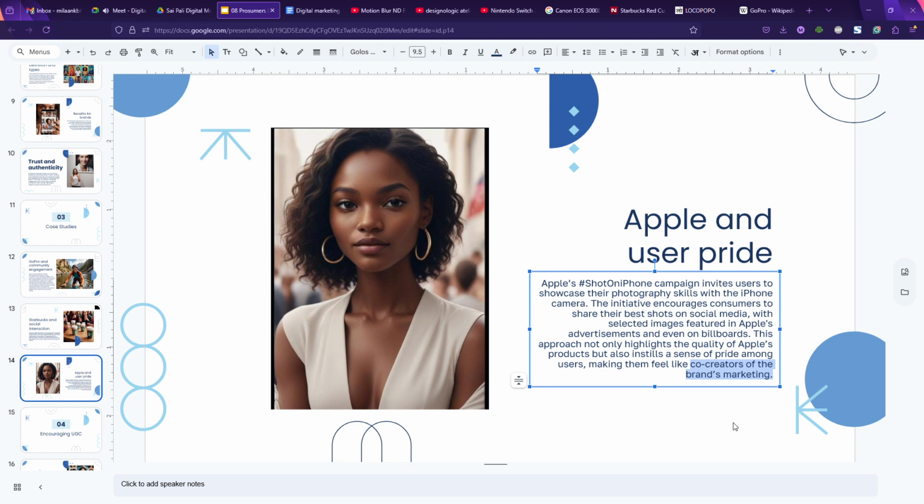So there are people I know, even in my city, they like, because of the ease of using Apple phones. No doubt it has a lot of good features and all. So since they have a sense of pride already, and then their thing is being used, and then they feel like they are the co-creators of the brand's marketing, and that will increase loyalty, the engagement, and other things.